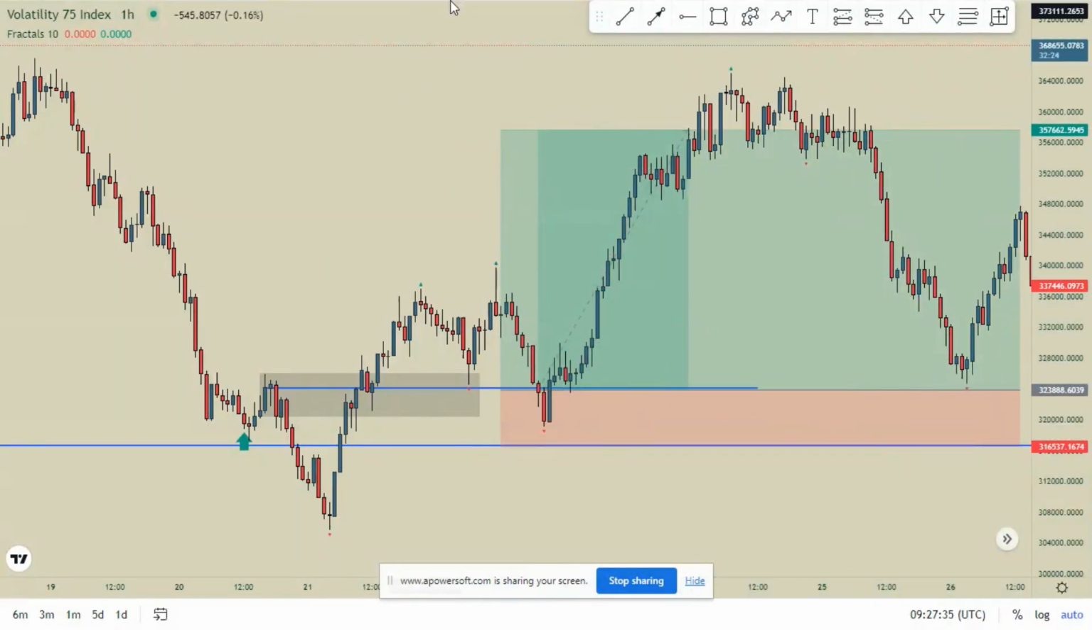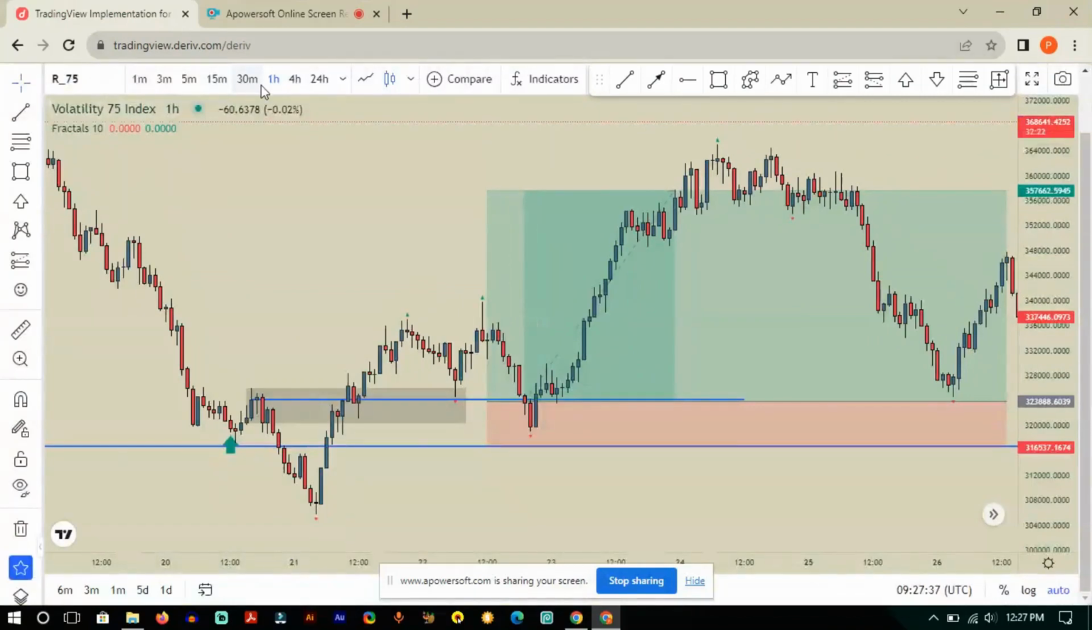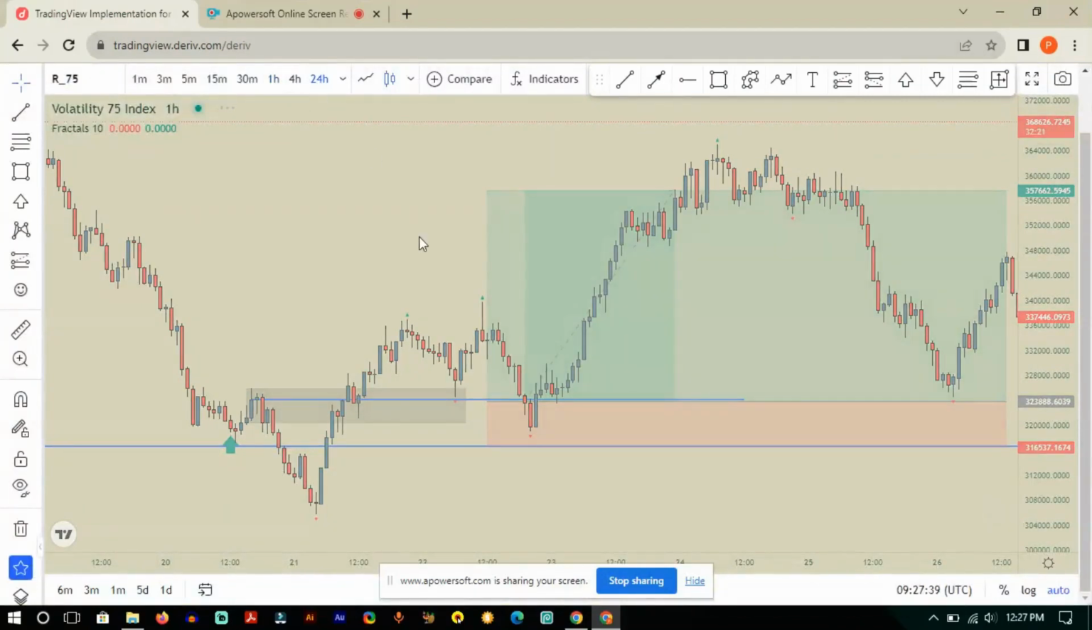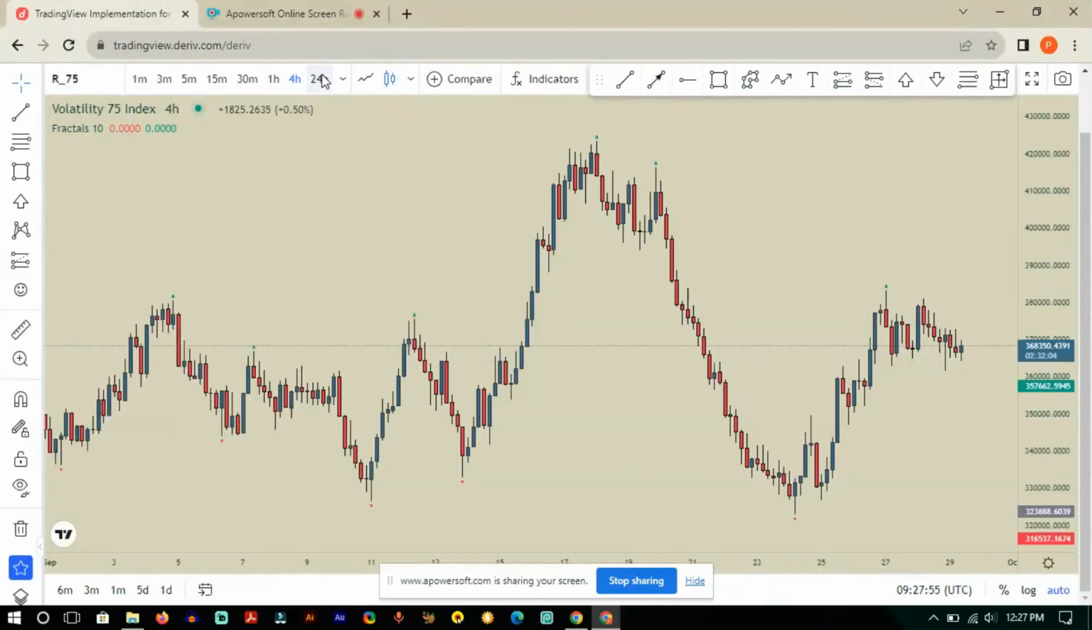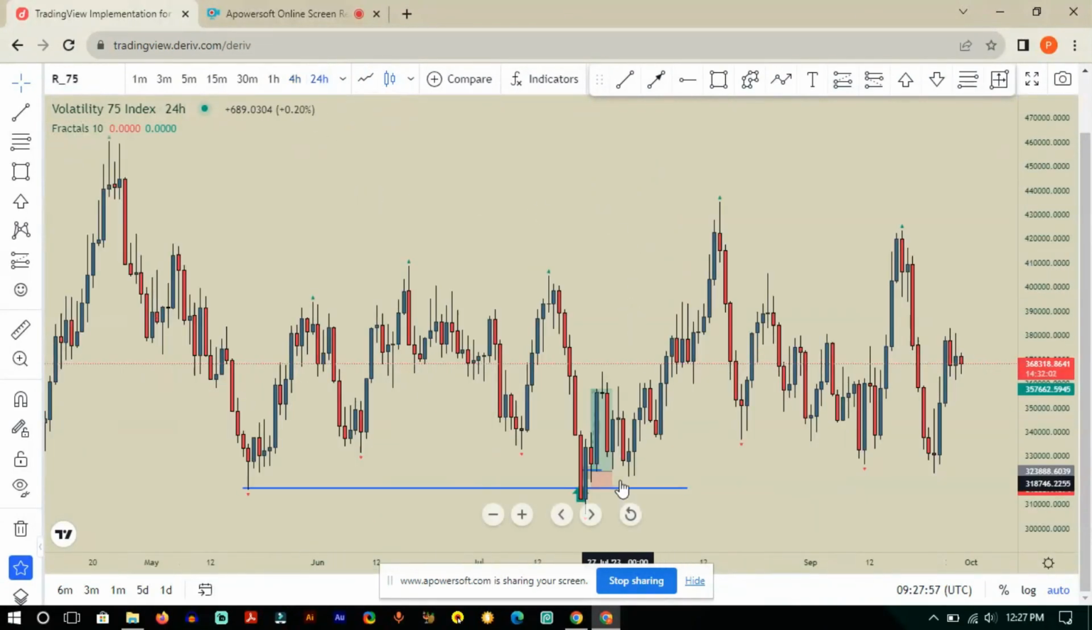So now we go back to our daily time frame. Let's wait for the chart to load. Sometimes my charts take long to load on TradingView. Let's get back to our daily.